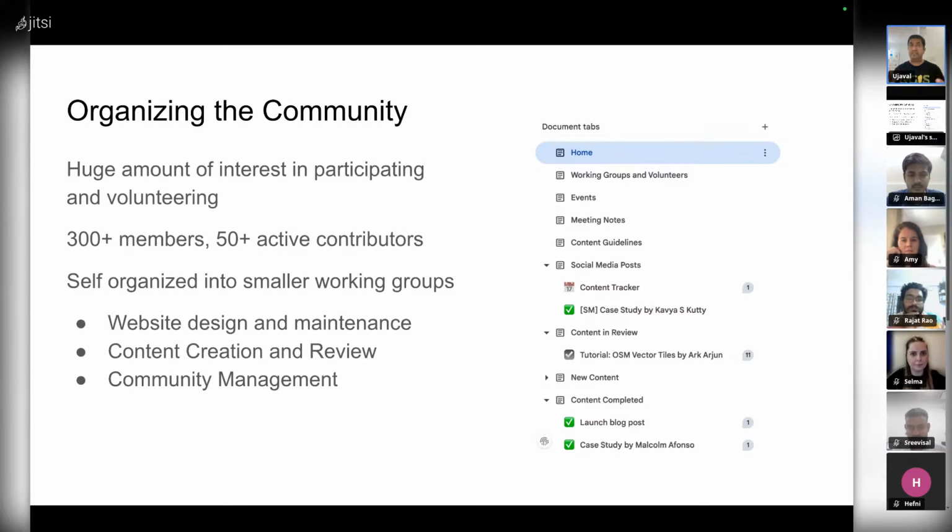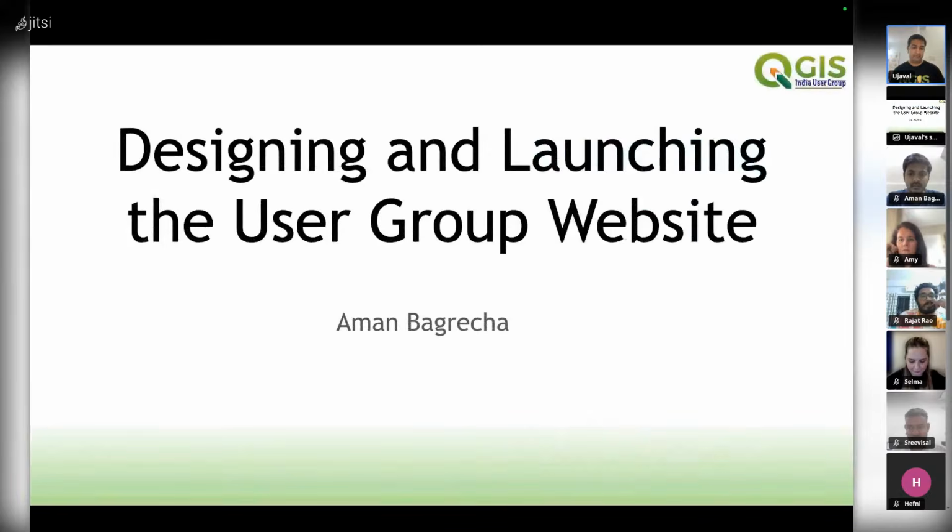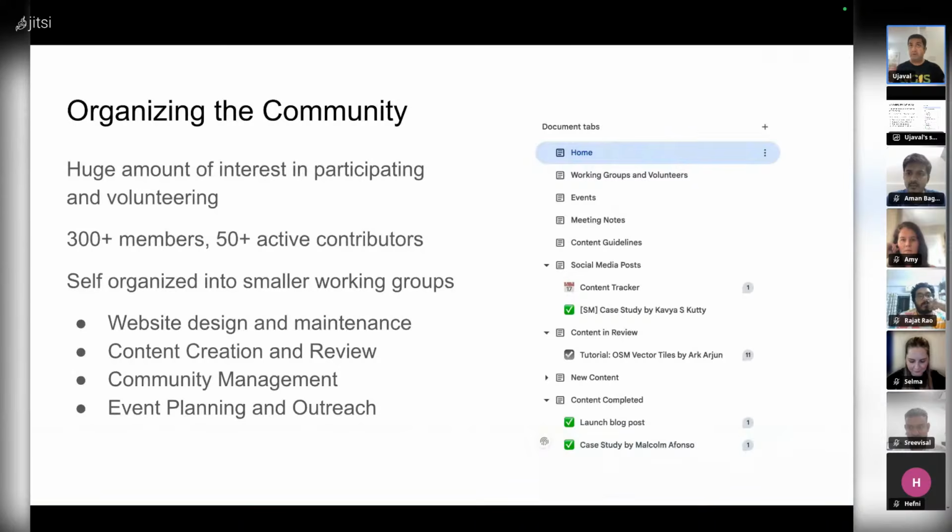We had people who were interested in setting up and moderating the community channels and ensuring everybody is included. And we had a lot of people interested in planning for events and outreach. And again, these are the smaller groups where active volunteers are planning and organizing the group. You'll hear from members of all of the subgroups, and they'll share what they've done.